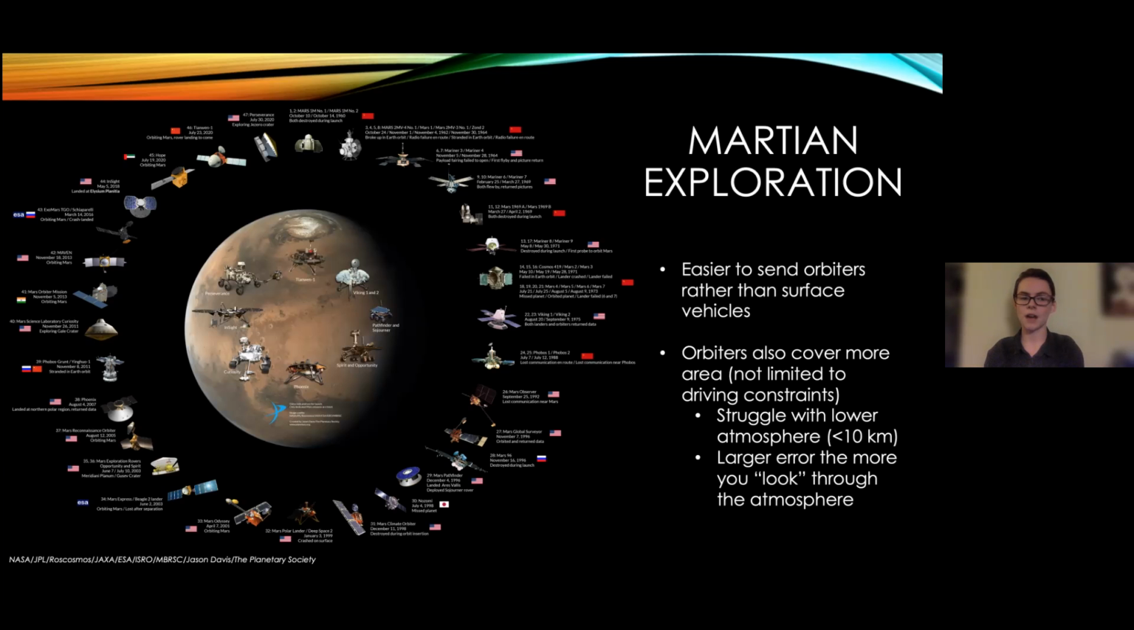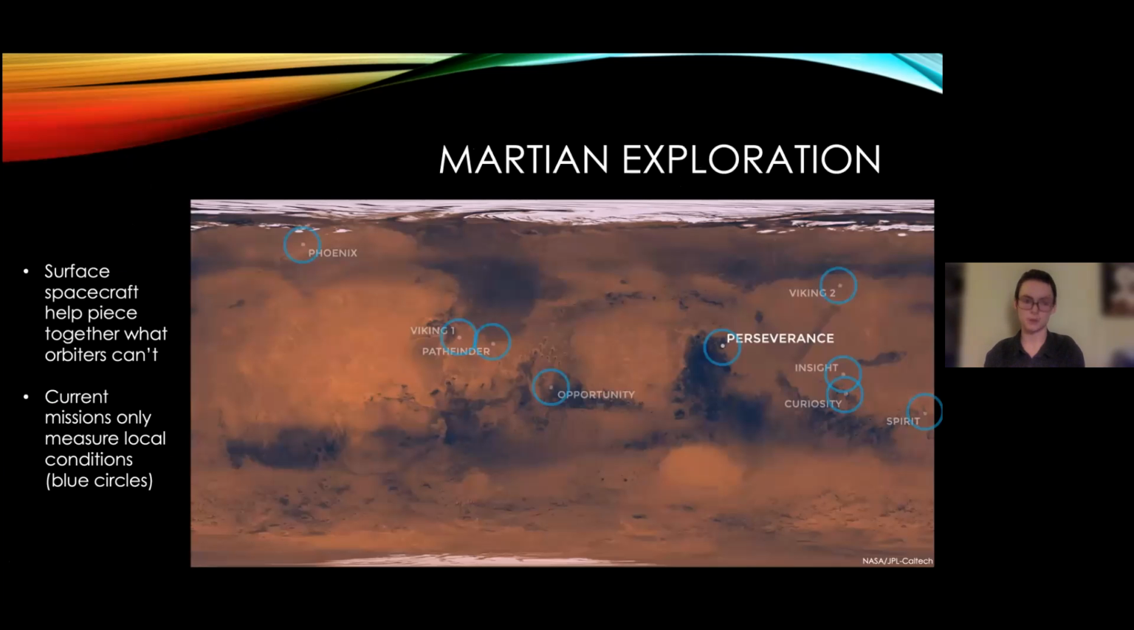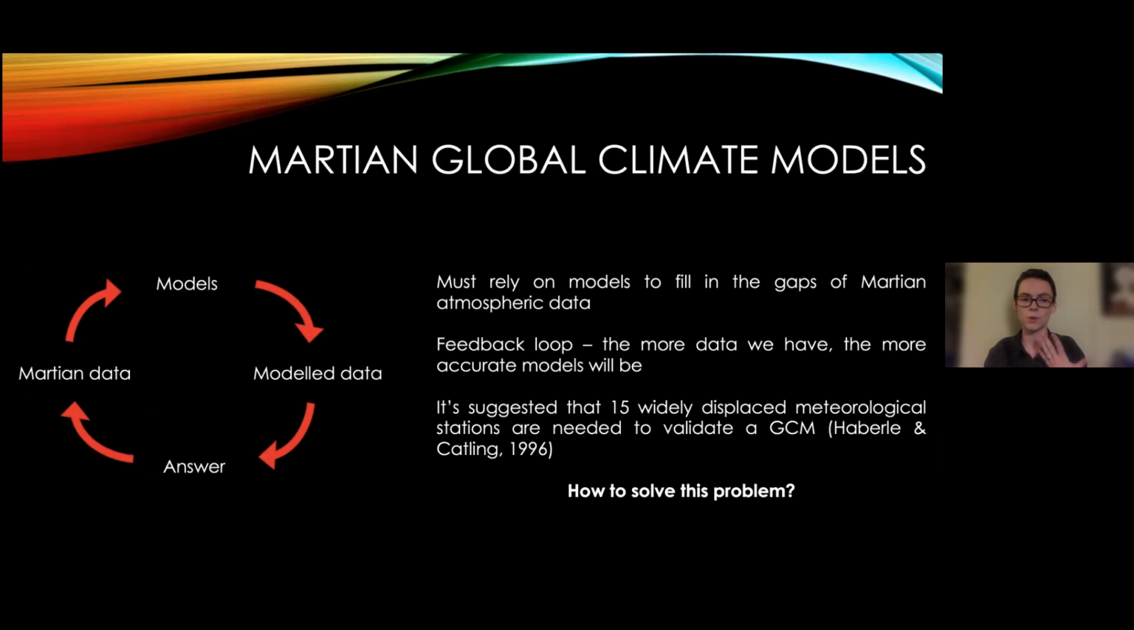So we are missing that piece of data when it comes to seeing the atmosphere from the surface of Mars. From the surface, we have been able to piece together certain areas of Mars that orbiters can't. As you can see in the blue circles there, that represents local conditions, as unfortunately we still have a question mark on the rest of the surface of Mars. That leads you to using Martian global climate models, and we must rely on these models to fill in those gaps, because we don't have enough surface vehicles and orbiters can't see that low.